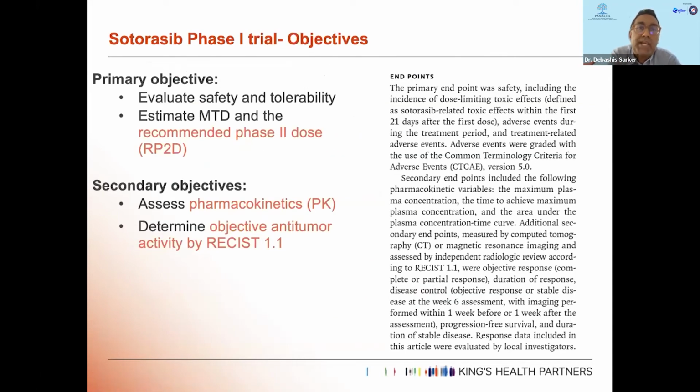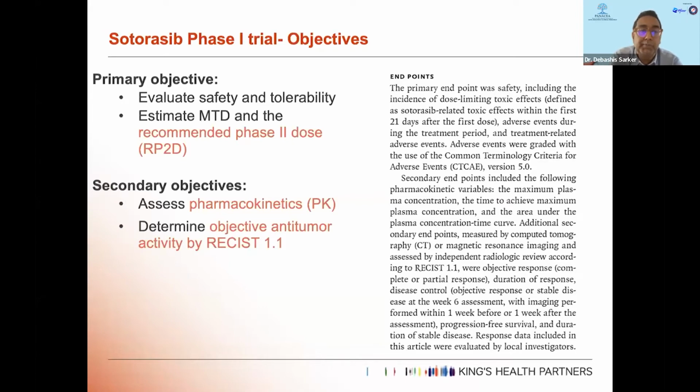So what are the objectives of phase 1 clinical trials? These are very standard. And again, for this particular study, the Sotorasib study, these are pretty clear. So the primary objective is to evaluate the safety and tolerability, to estimate the maximum tolerated dose, and provide a recommended phase 2 dose. And secondary objectives primarily are to assess pharmacokinetics.